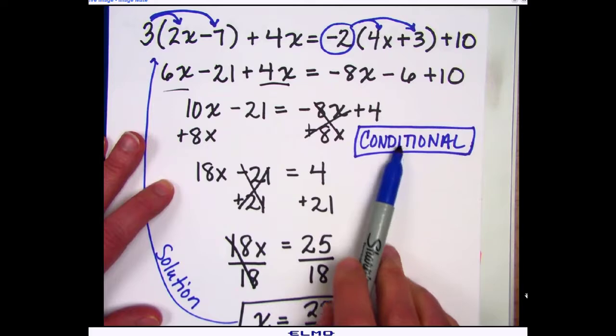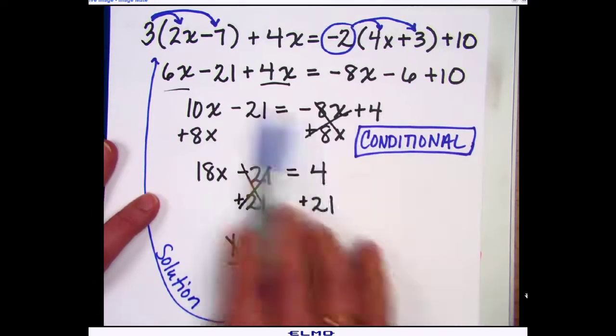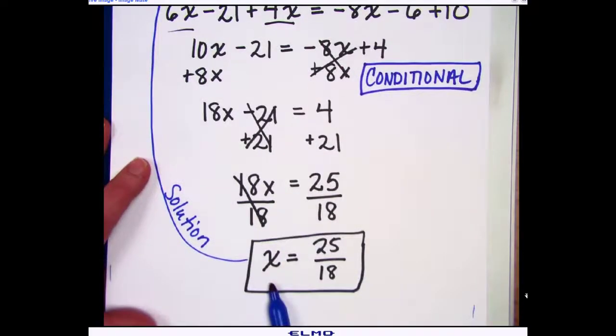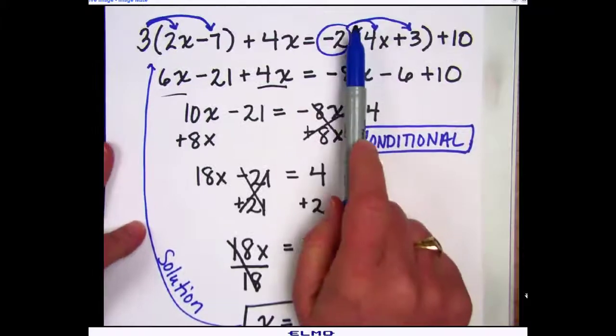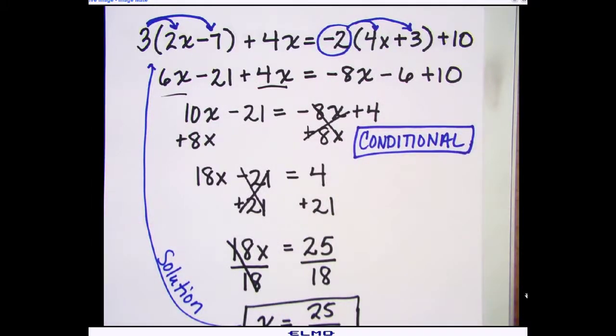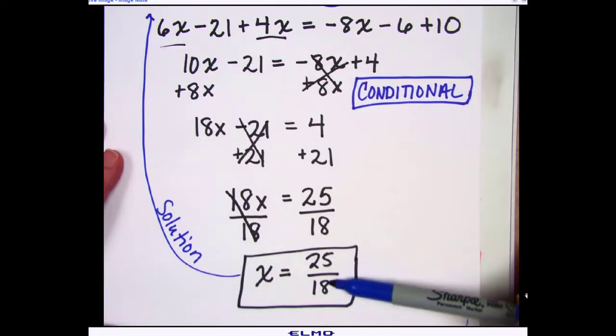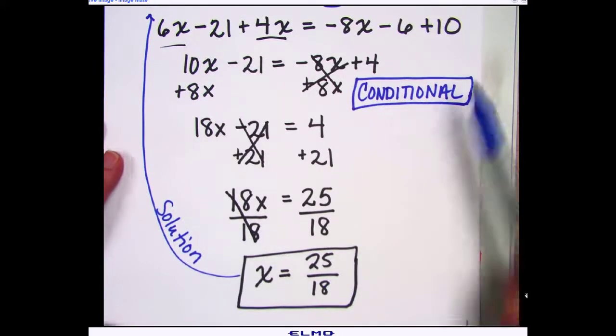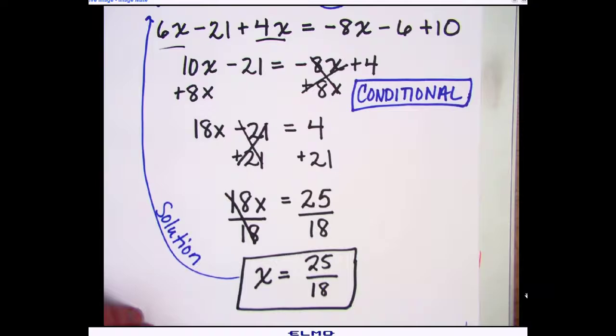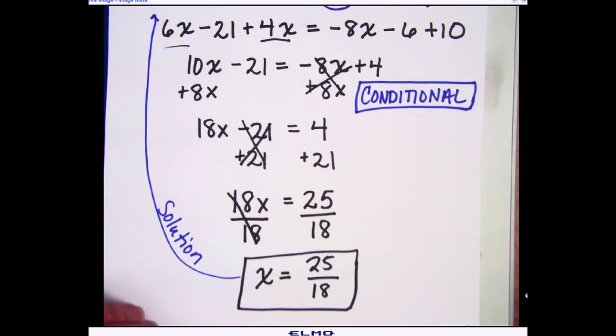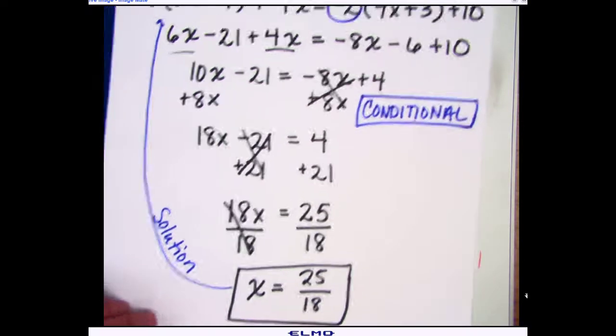And now I like to think of it this way. Underneath this condition, this is the solution. So this equation is conditional. This will be what happens most often: we have an equation, we solve it, we come up with an answer, and we would classify it as conditional. Now we're going to look at 2 special cases.